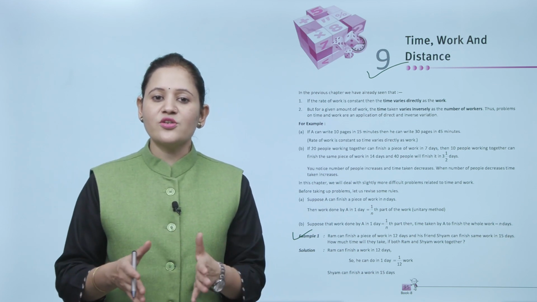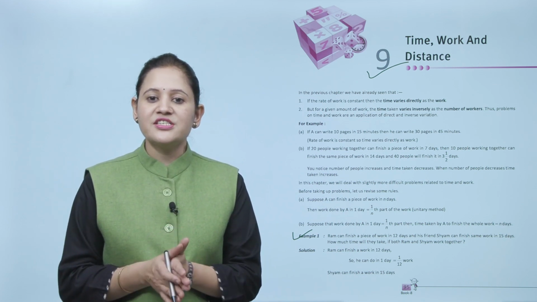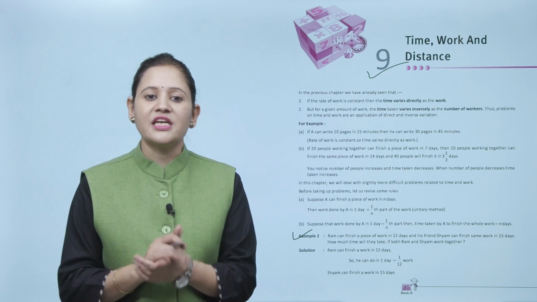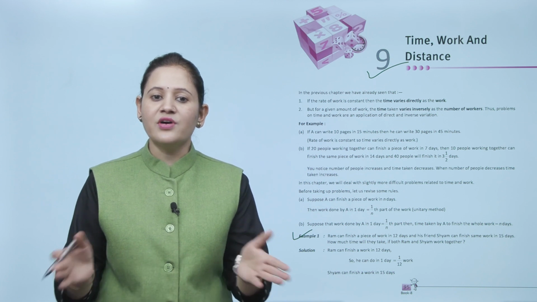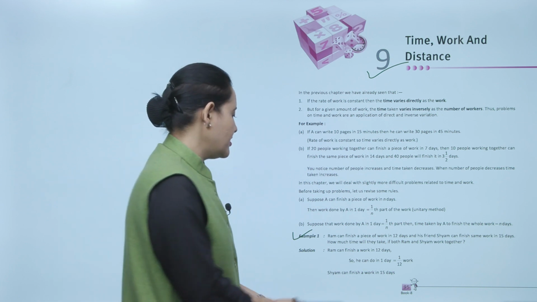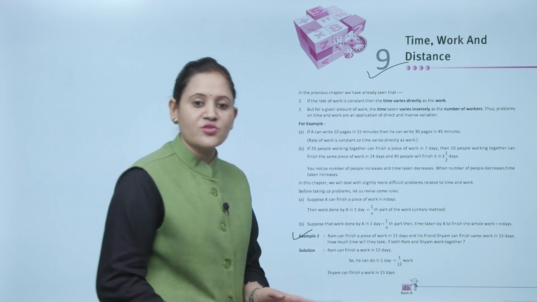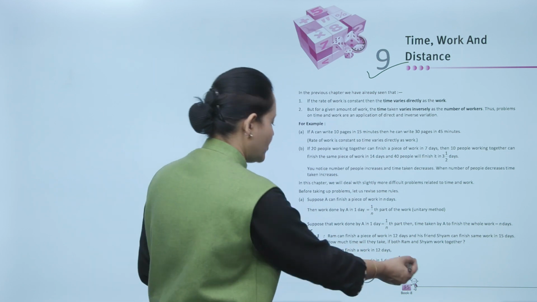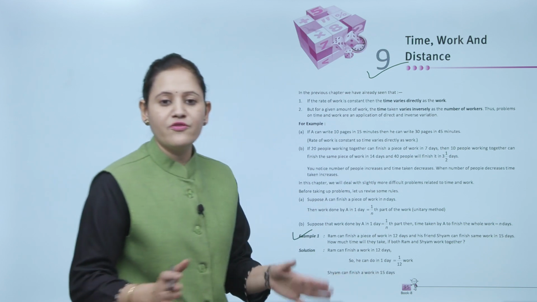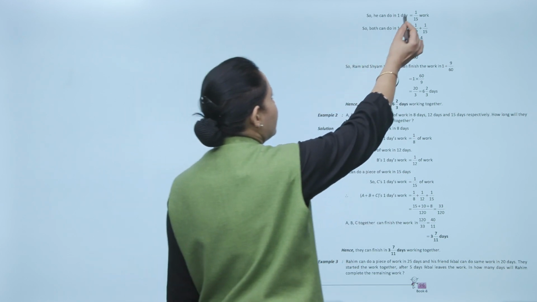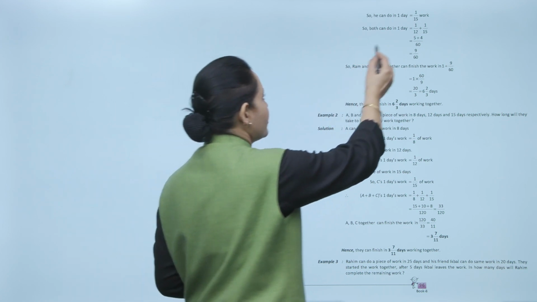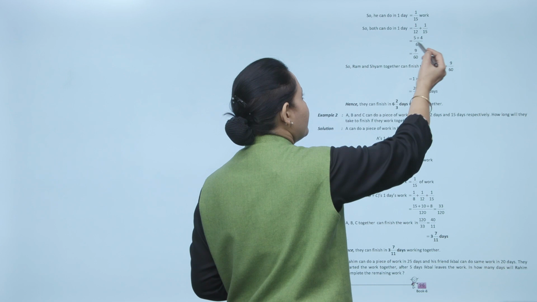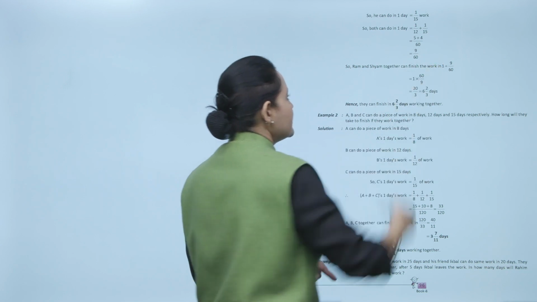Now we'll take an example. Ram can finish a piece of work in 12 days and his friend Shyam can finish the same work in 15 days. How much time will they take if both Ram and Shyam work together? Ram finishes in 12 days, so Ram's 1 day work will be 1 upon 12 work. Shyam can finish the work in 15 days, so he can do in 1 day 1 upon 15th work. Now when both work together, 1 day's work will be 1 upon 12 plus 1 upon 15, that is 9 upon 60.